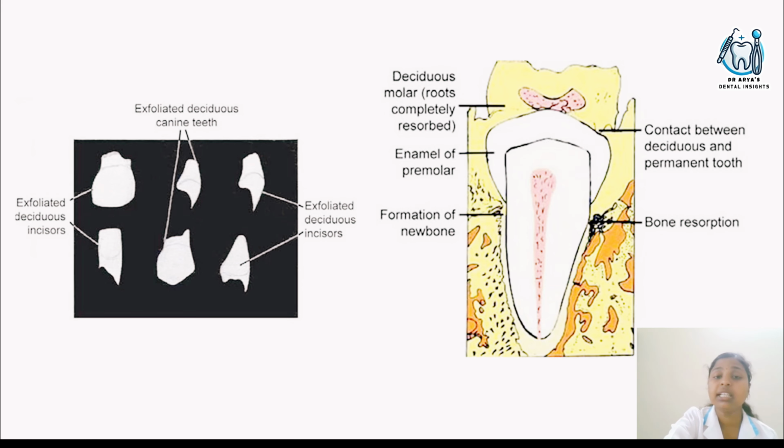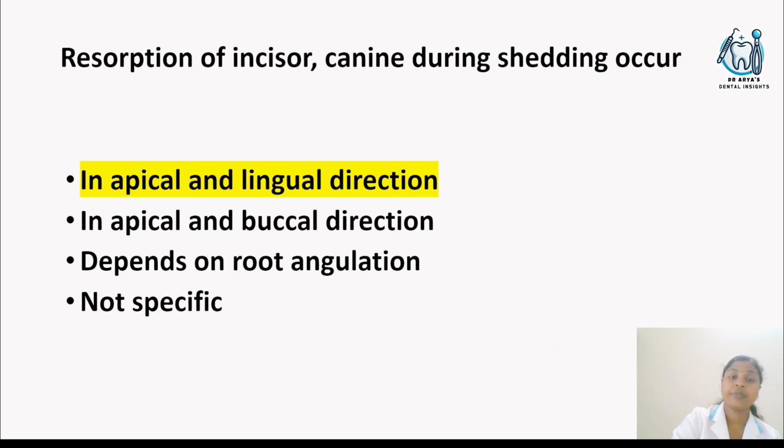So these are the deciduous molar roots completely resorbed. Here this is the enamel of a premolar and this is the formation of new bone. Here this is the contact between deciduous and permanent tooth and this is the bone resorption. So the answer is resorption of incisor and canine during shedding occurs in apical and lingual direction.